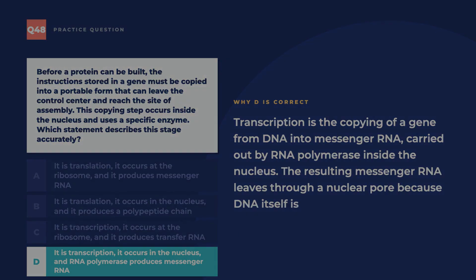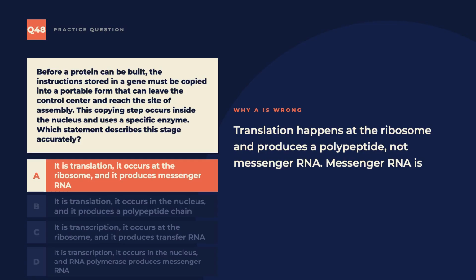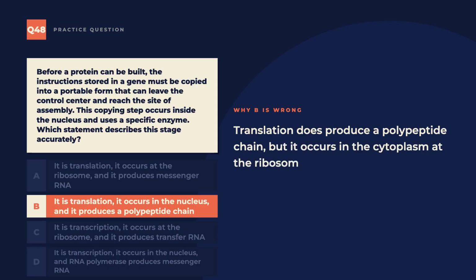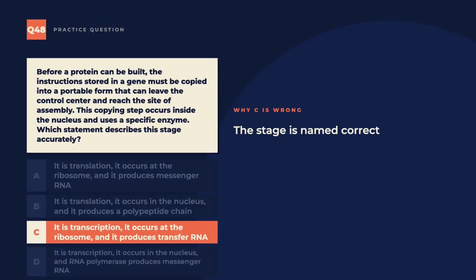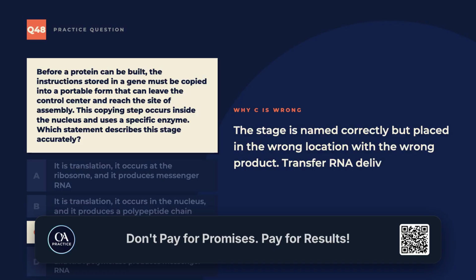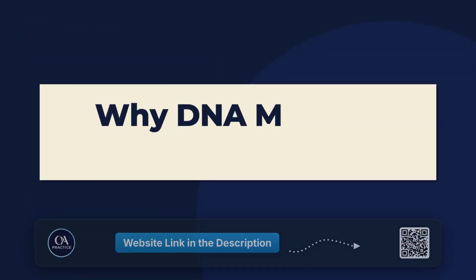too valuable to exit. A is wrong because translation happens at the ribosome and produces a polypeptide, not messenger RNA. Messenger RNA is an input to translation rather than its product. B is wrong because translation does produce a polypeptide chain, but it occurs in the cytoplasm at the ribosome rather than in the nucleus. Placing it in the nucleus mixes the two stages. C is wrong because the stage is named correctly but placed in the wrong location with the wrong product. Transfer RNA delivers amino acids during translation and is not the copy of a protein coding gene.